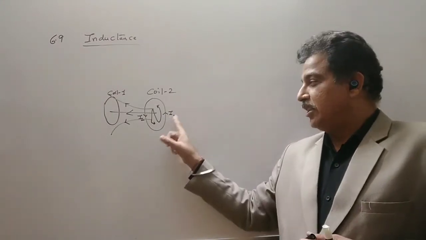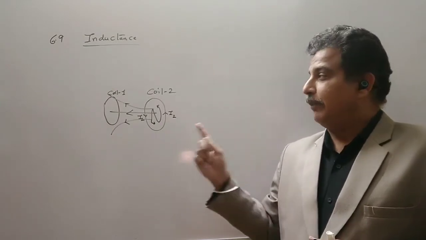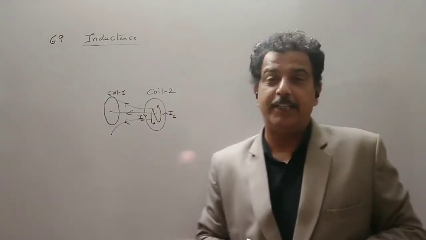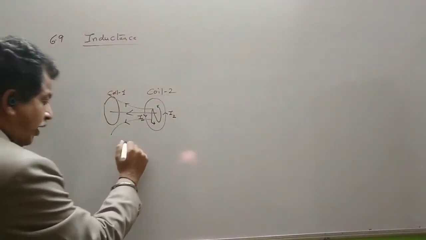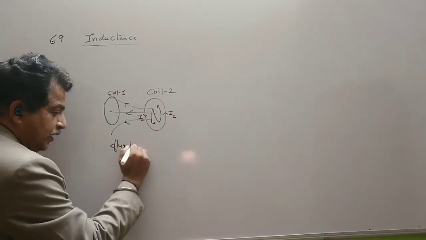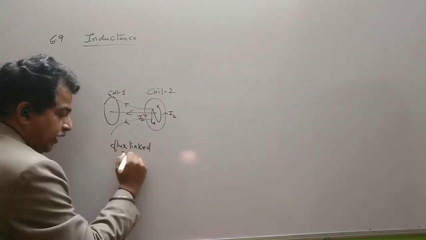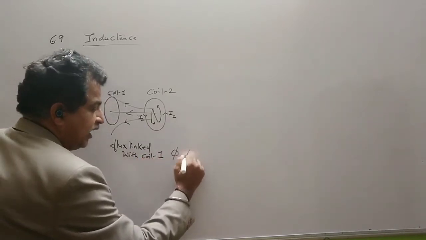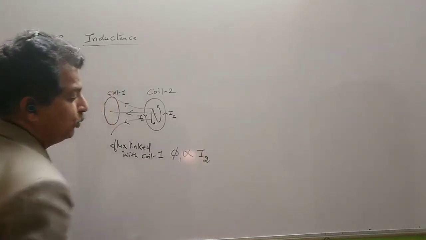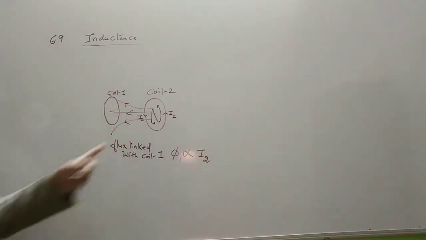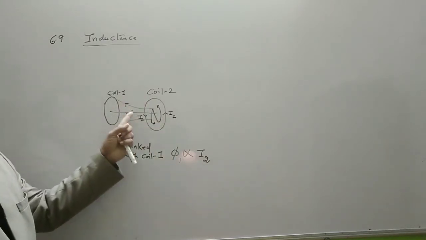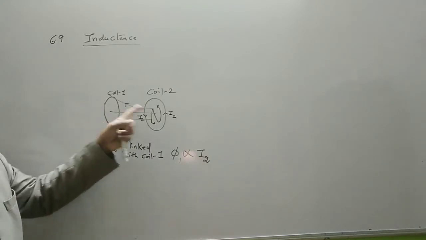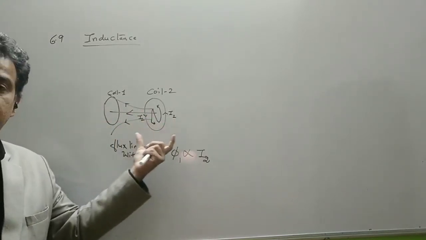So if I change the current in coil 2, the magnetic flux linked with coil 1 also changes in direct proportion. It has been found that the flux linked with coil 1, say phi 1, is proportional to I2. So the more the current through this coil, the more the magnetic flux, the more the induction.